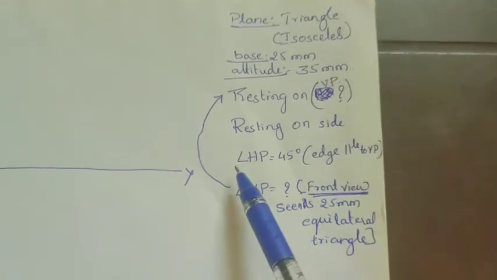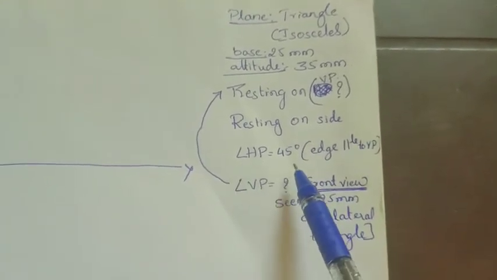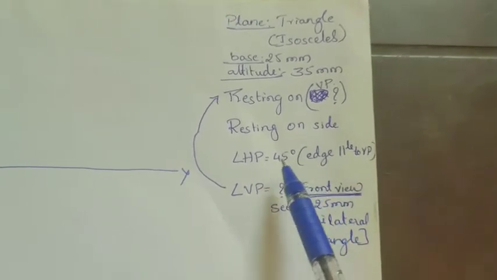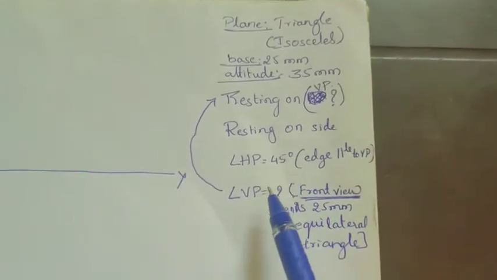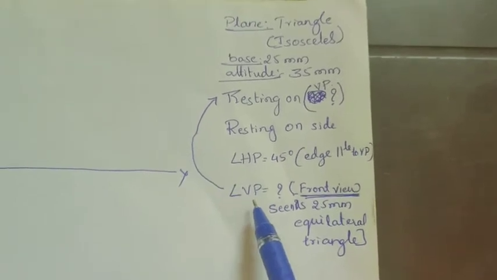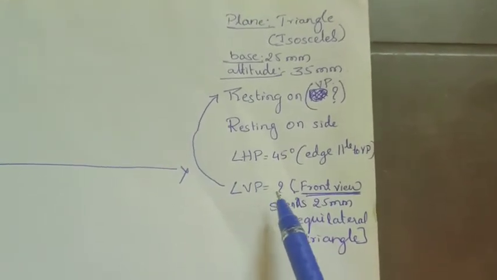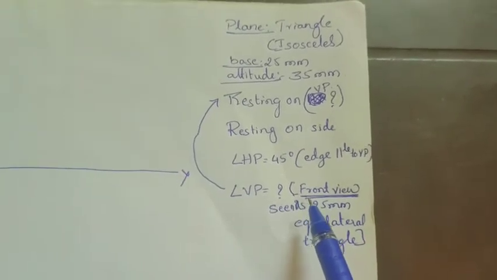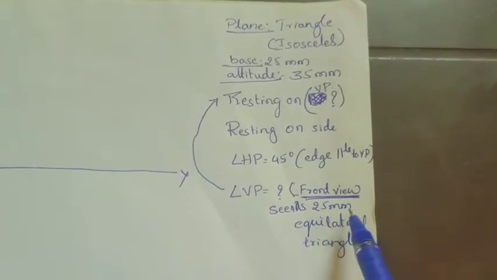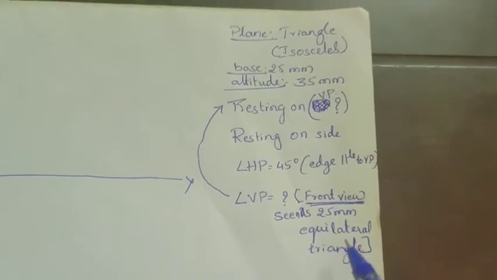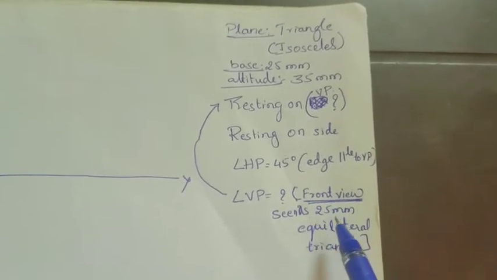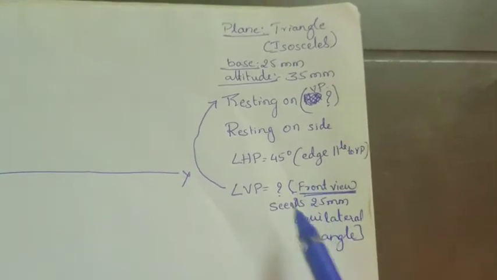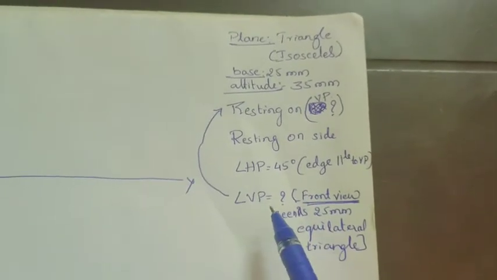After that, the angle with respect to HP is given, which is 45 degrees, and the edge parallel to VP is having 45 degrees. Then at last, the angle with respect to VP is not given, but something else is given. The third position is seen as a 25 mm equilateral triangle. So the front view is a 25 mm equilateral triangle, and based upon this we have to find out the angle with respect to VP.